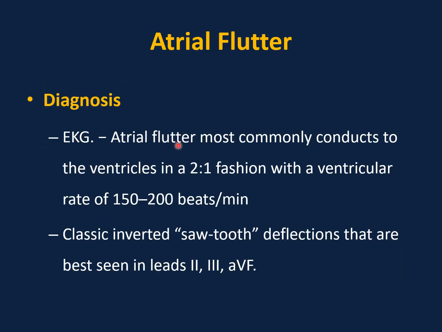Diagnosis of atrial flutter: it is very important to be able to count the P waves and also to count the ventricular rate. Atrial flutter most commonly conducts to the ventricles in 2-to-1 fashion. For example, if the atrial rate is 300, you expect the ventricular rate to be 150. If it's 400, to be 200. Classic inverted sawtooth appearance, or deflections, best seen in leads II, III and aVF.